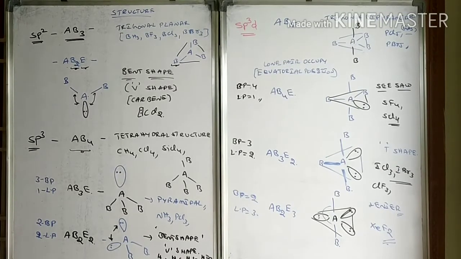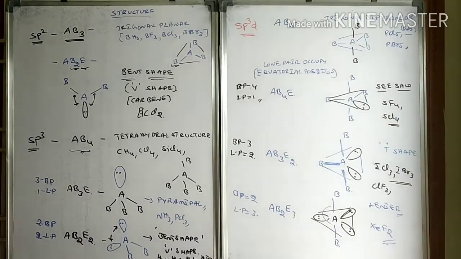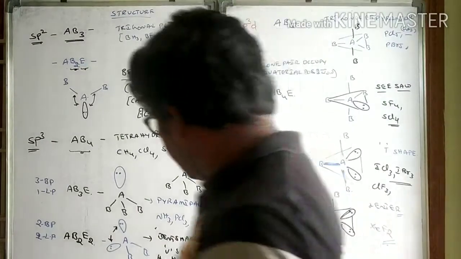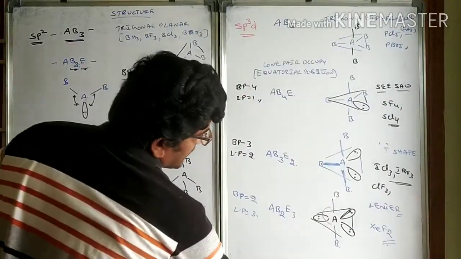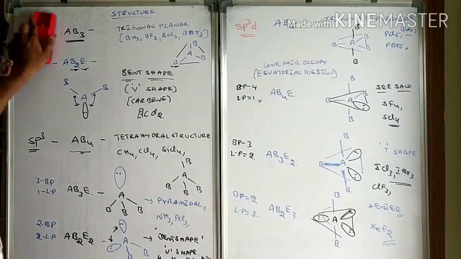How to find the number of bond pairs means whatever atoms are surrounding. Here SF4, how many bond pairs? 4 bond pairs. SCl4 means 4 bond pairs. XeF2 means 2 bond pairs. Like that, you can easily understand how to identify the bond pairs. Now let us get into the other hybridization.